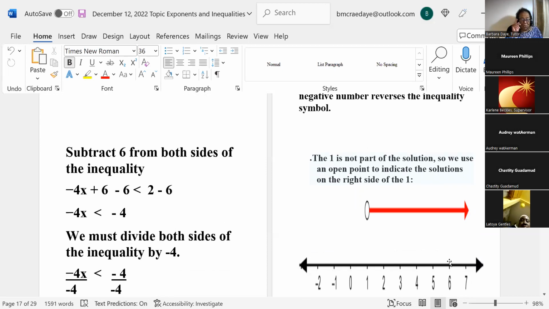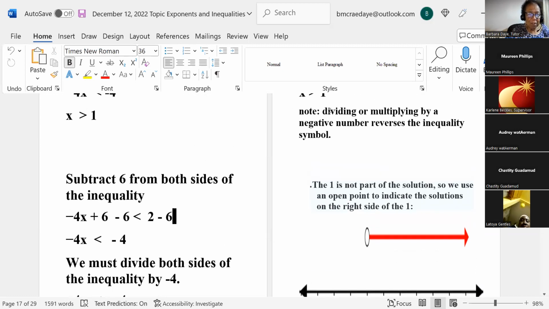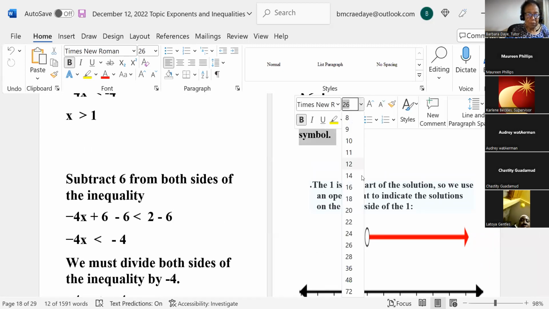Just remember now, when you divide or multiply by a negative, you reverse the symbol. Reverse the inequality symbol. That holds for multiplication and division. Here it is right here: dividing or multiplying by a negative number reverses the inequality symbol. There it is right there. Just remember that. That's very important.